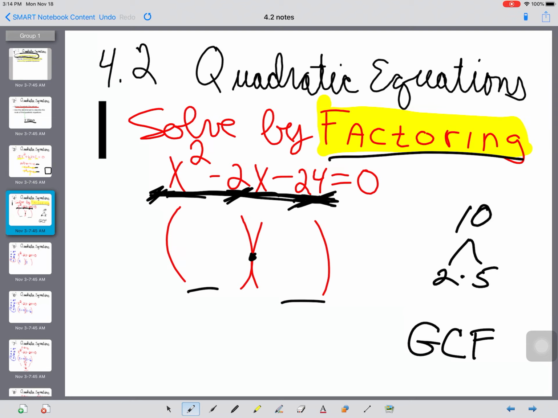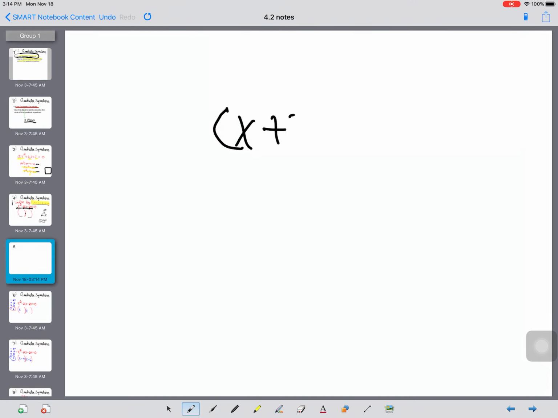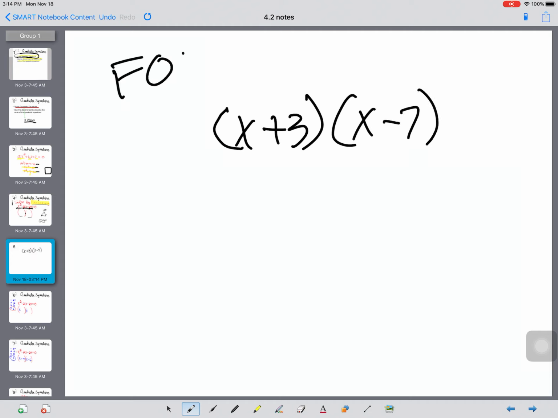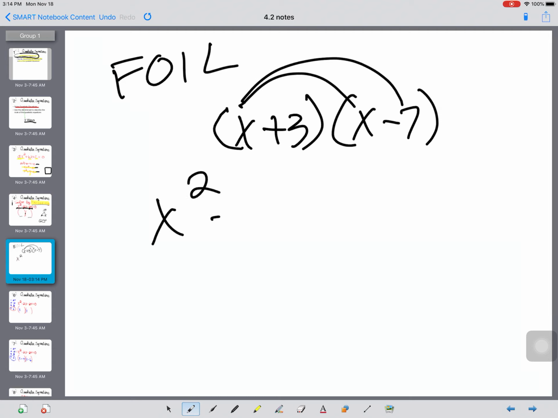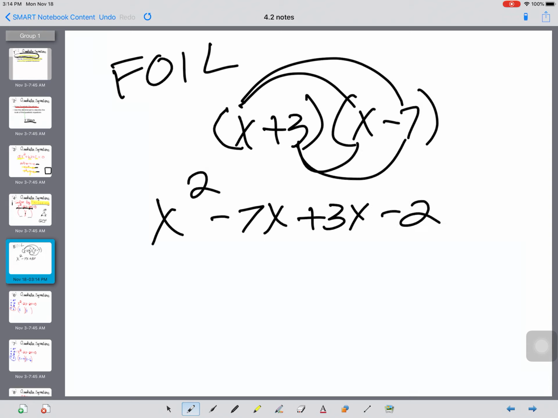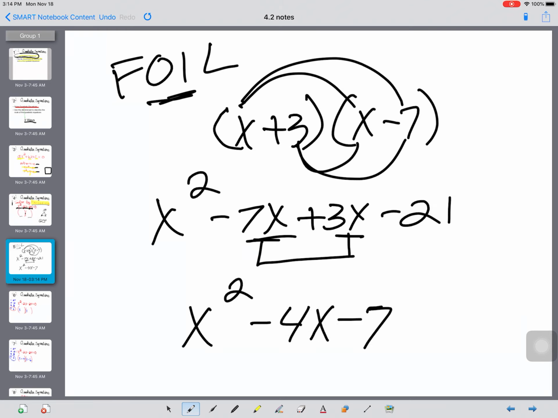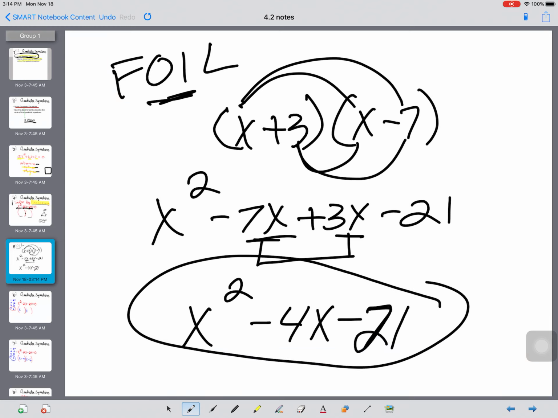But let me remind you about how you multiply things together before I get to this. Like if I had x plus 3 and x minus 7, and I multiplied them together, we would, of course, FOIL. First times first is x squared. The outer ones give negative 7x. The inner ones give me plus 3x. And the last ones give me negative 21. Now, almost always, don't force it, but almost always, these middle terms, the O and the I, will add together. And so this would become x squared minus 4x minus 21. When you are factoring, what you're doing is starting here and going backwards.